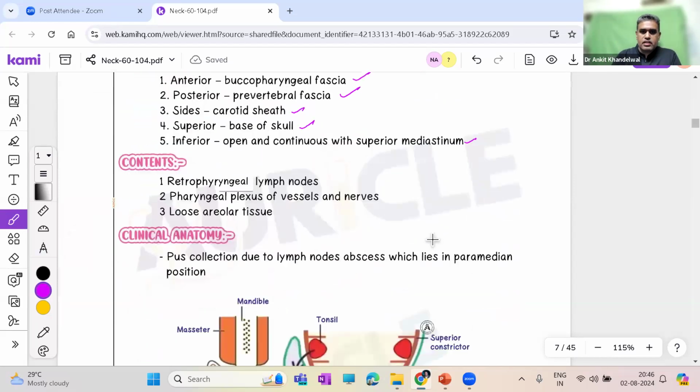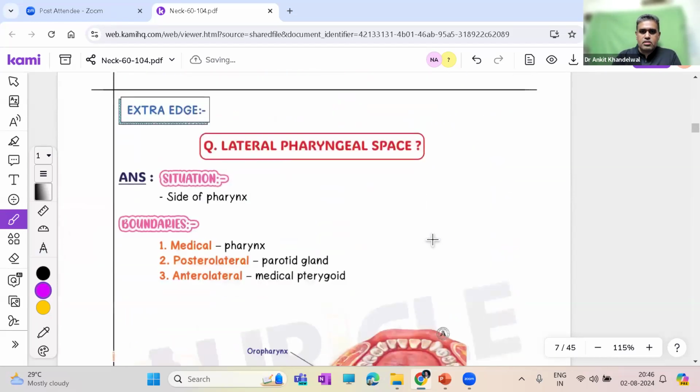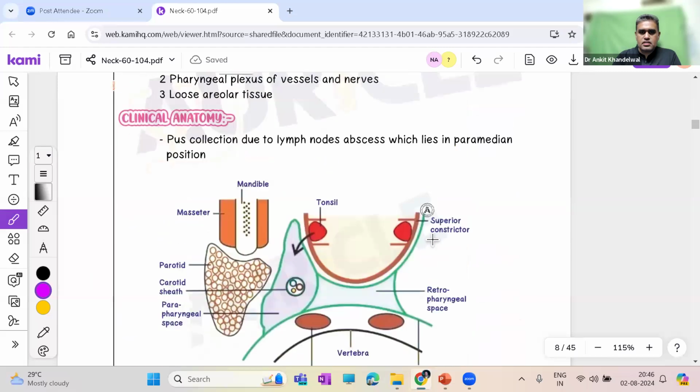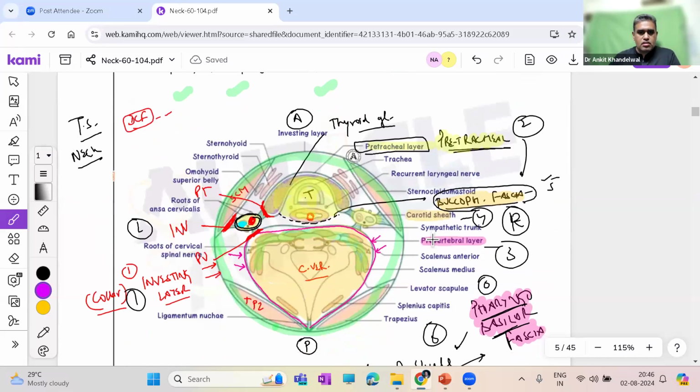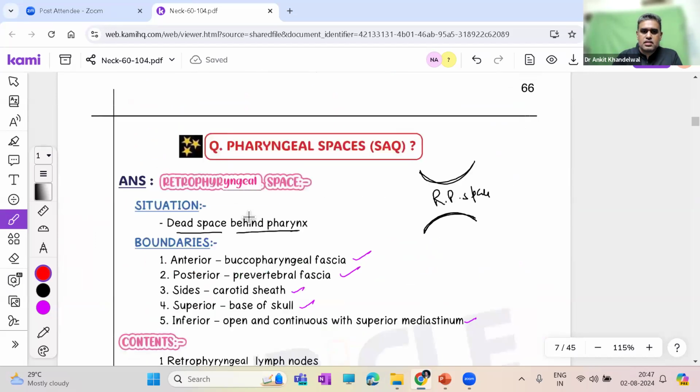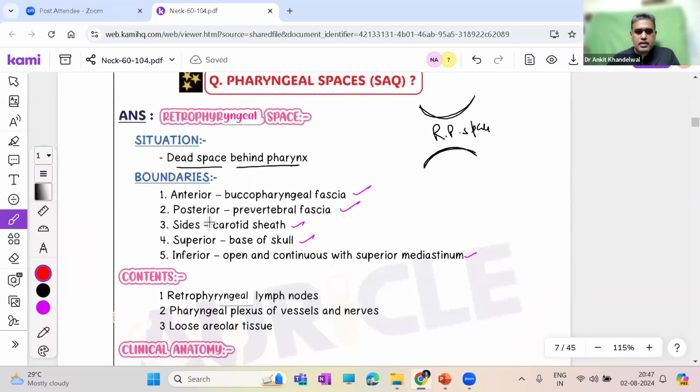So let us see in this diagram also. Just a second, yeah, over here. Let me just shade it with the red color. This is your retropharyngeal space. Which space is it? Retropharyngeal space. So what they are saying: anteriorly buccopharyngeal fascia, posteriorly prevertebral. On the sides, they are saying carotid sheath. Absolutely correct. On the sides, we have the carotid sheath over here.